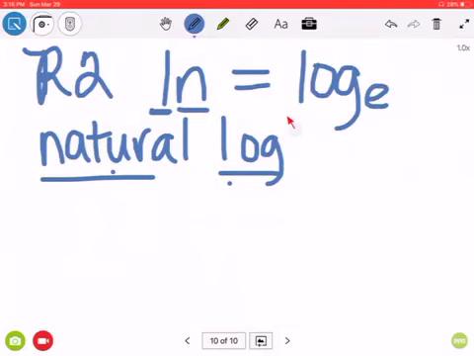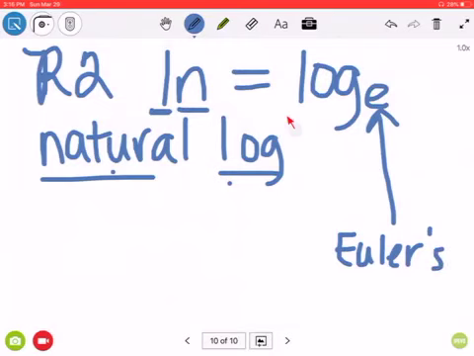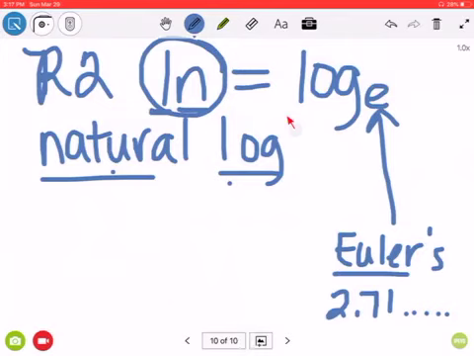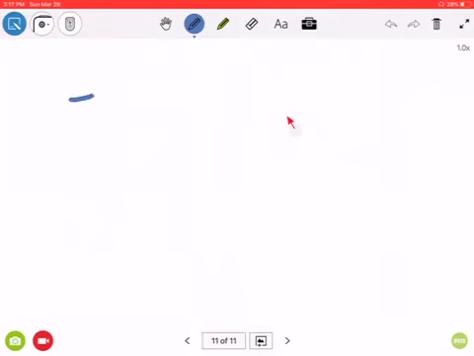And you're like, well, there's nothing natural about that. Well, e is a very famous number. It is a number named after a guy named Euler. Pronounce that Euler. It's 2.71, blah, blah, blah. It's irrational, goes on forever. But it's used so much in science that we have a whole logarithm notation just for it. They made it smaller.